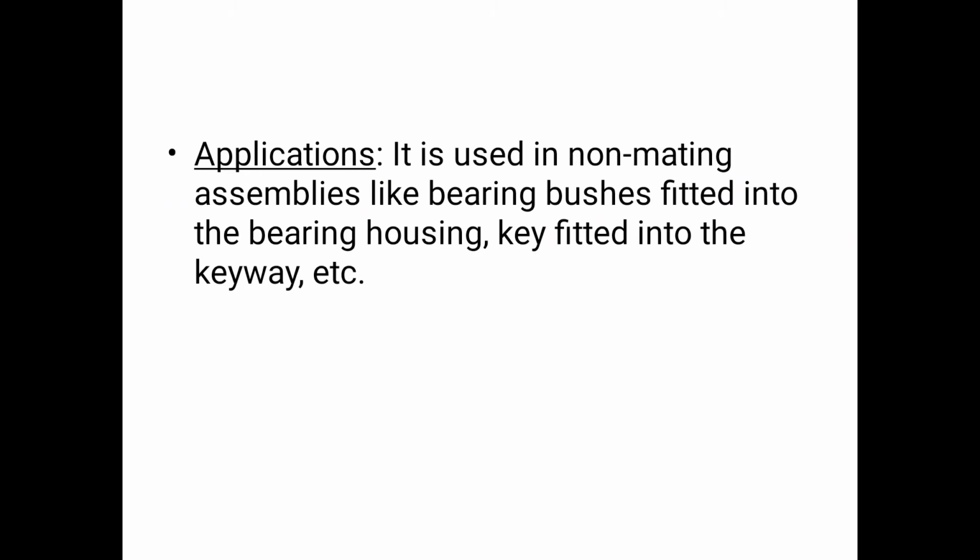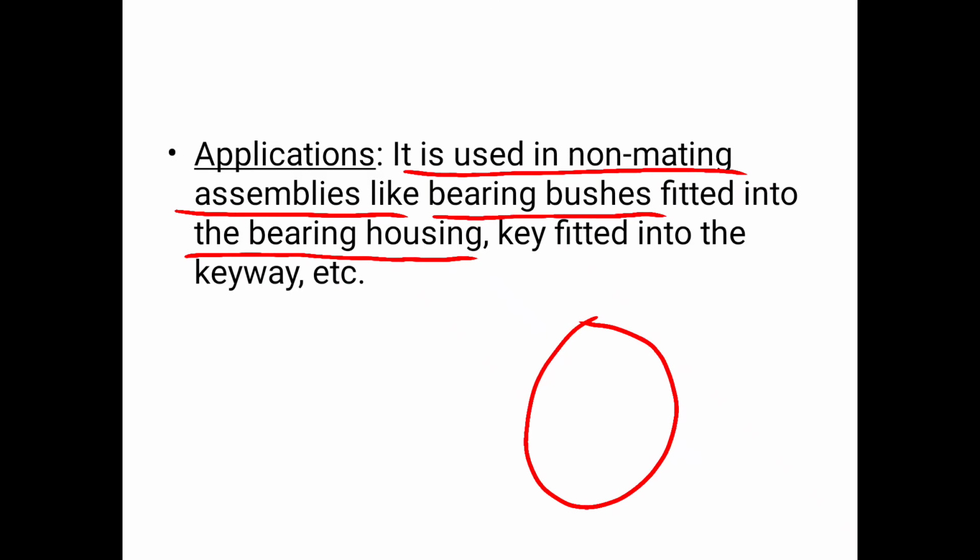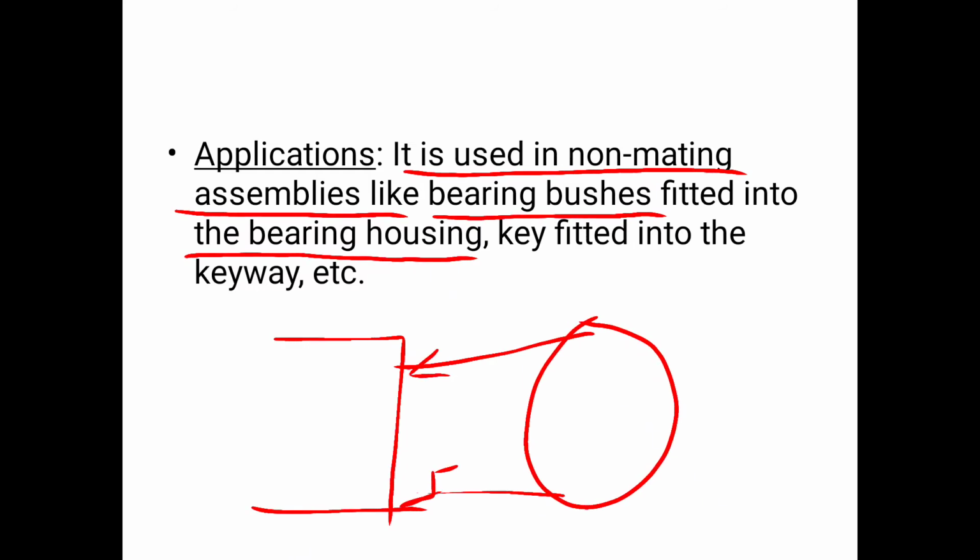Applications: interference fit is used in non-mating assemblies like bearing bushes fitted onto the bearing housing. So they are press fitted or fitted by forging. What happens is the outer diameter of the bearing is greater than the hole diameter. So with the help of a forging instrument, we fit it inside the hole, so that we get the assembly of bearing bushes with that bearing housing.